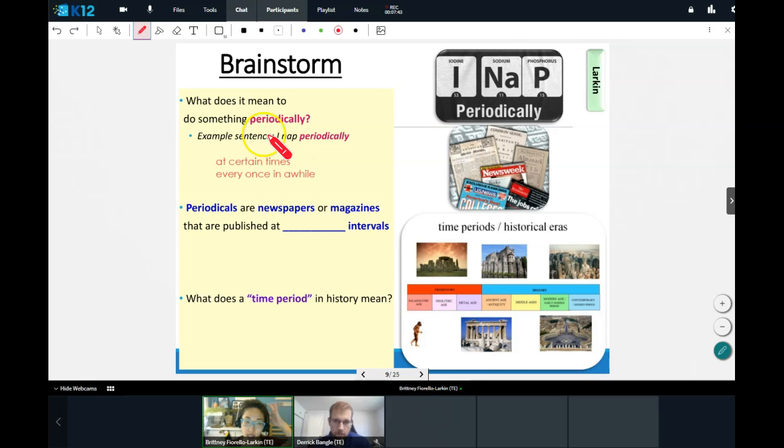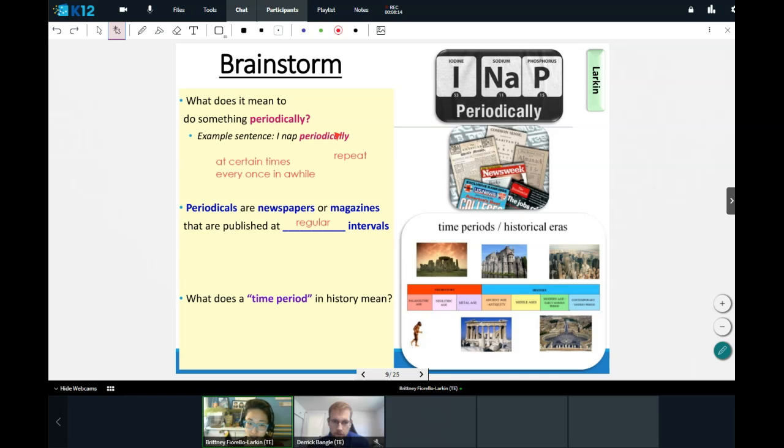You do it occasionally. It could mean that you do it repetitively, right? So it could mean that you do it every single day at a certain time, or it could just mean that every once in a while. Awesome. Now, periodicals, for example, are newspapers and magazines that are published at regular intervals. So again, this idea of things are repeating, and they're repeating fairly regularly, right? If I say I nap periodically, that would not be true if I napped once this year and once 5 years ago. That would not be periodically.